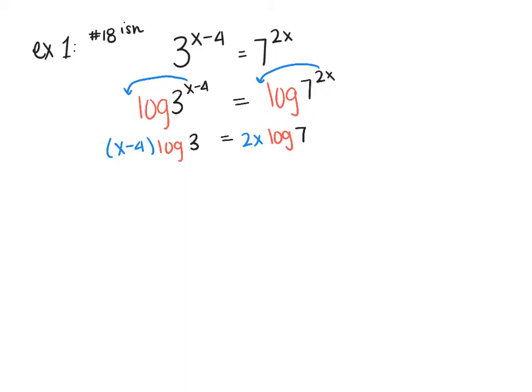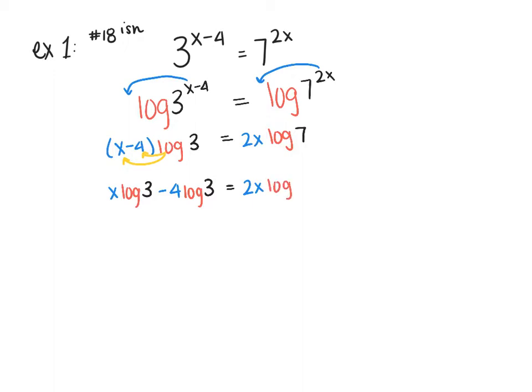Now I'm going to distribute the log on the left because I have a product, an x plus 4 times log 3. And I need to get all the x's by themselves, so I'm going to take this log and distribute it to both of them. So I'll have x times the log 3 and then minus 4 times log 3. So I took the log 3 and I distributed it backwards essentially. Now on the other side, that one's all right. I don't need to distribute because it's just 2x.